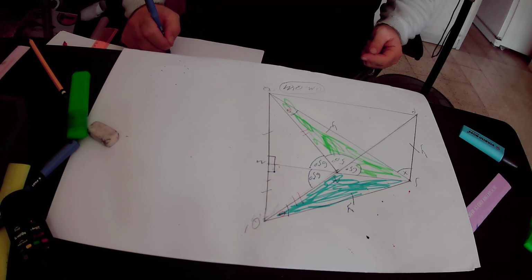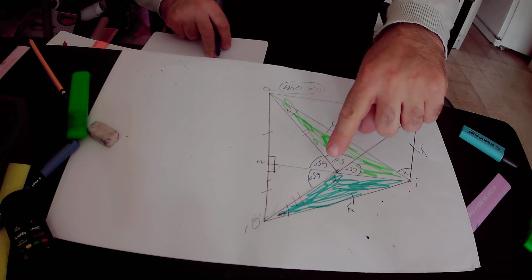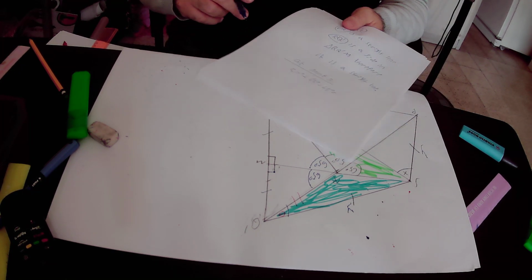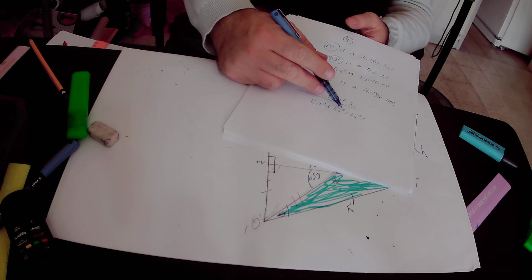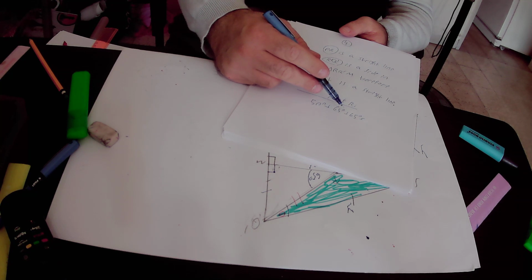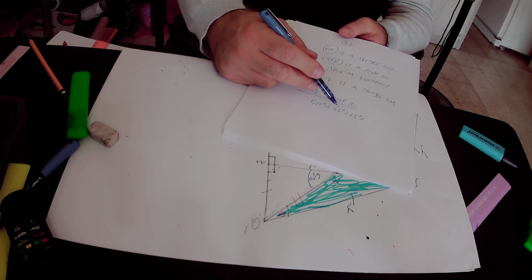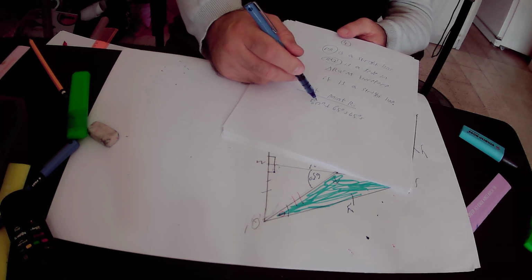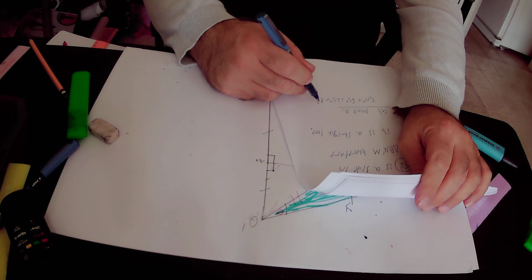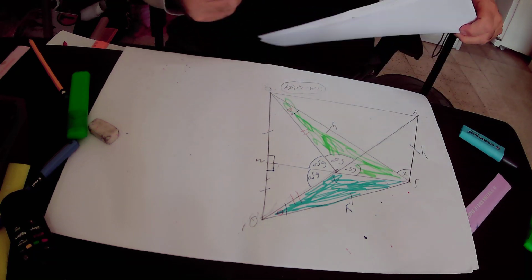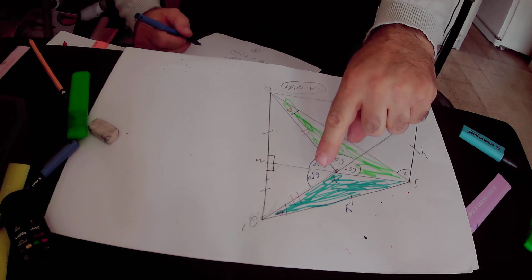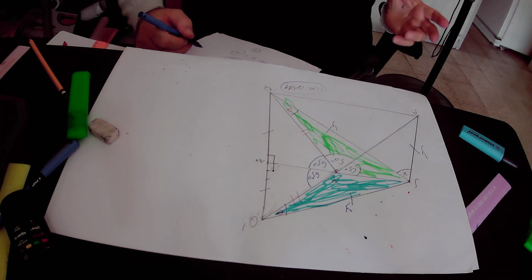Okay, so in total, on one side of point R, we have 50 degrees plus 65 degrees plus 65 degrees. 65 degrees plus 65 degrees is 130 degrees, and 130 degrees plus 50 degrees is 180 degrees. So we actually found out that on one side of point R, we have 180 degrees.